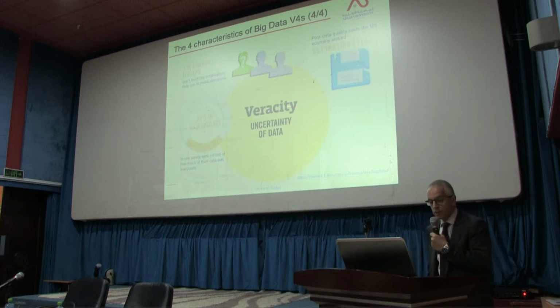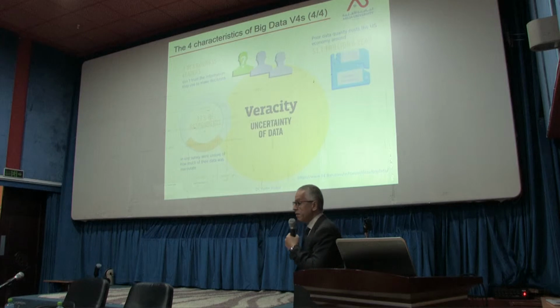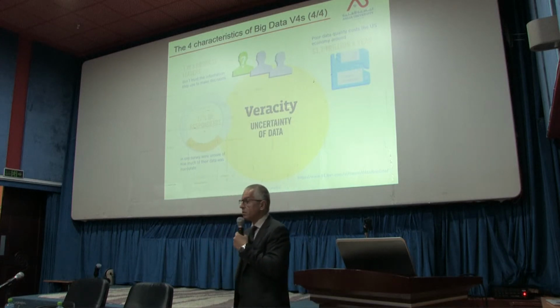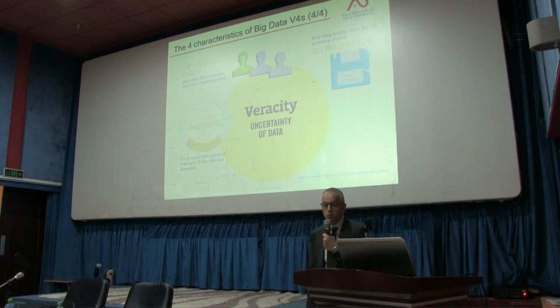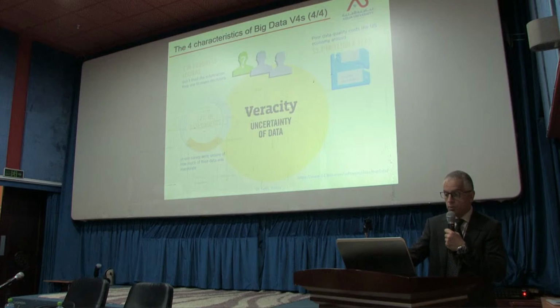The last one is the veracity, which is the uncertainty of data, of course. So the data has some noise that you need to consider. Sometimes some of the data is missing, so what do you need to do in that case? So these are the four Vs as they have been defined by IBM.